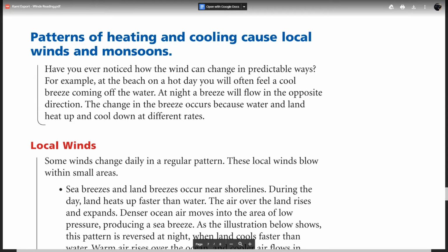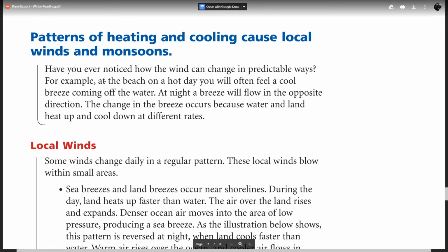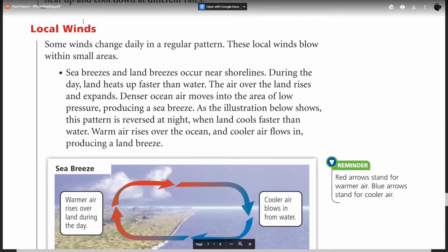Patterns of heating and cooling cause local winds and monsoons. Have you ever noticed how the wind can change in predictable ways? For example, at the beach on a hot day, you will often feel a cool breeze coming off the water. At night, a breeze will flow in the opposite direction. The change in the breeze occurs because water and land heat up and cool down at different rates. Local winds: some winds change daily in a regular pattern. These local winds blow within small areas.